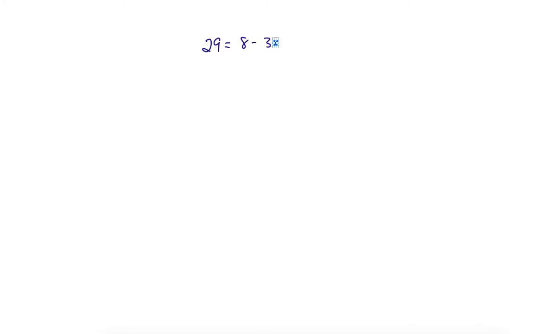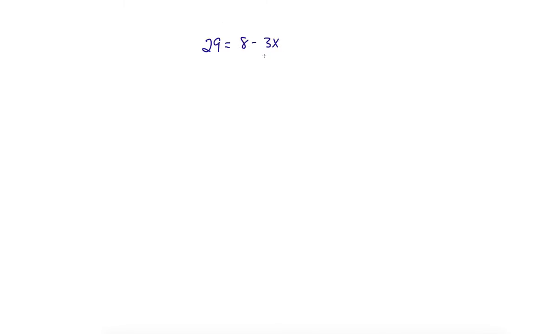All right, last example here. We have 29 equals 8 minus 3x. Now, a problem like this a lot of times freaks people out because they're used to, for the most part, seeing the variables on the left side. But really, this equation is no different than any other equation. It just happens the variables are on the right side.